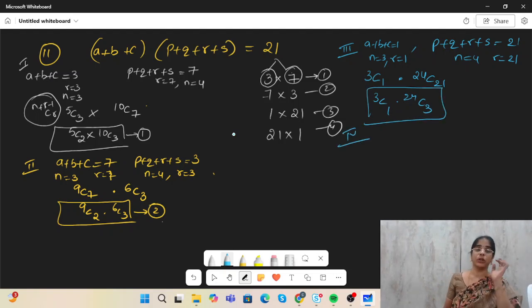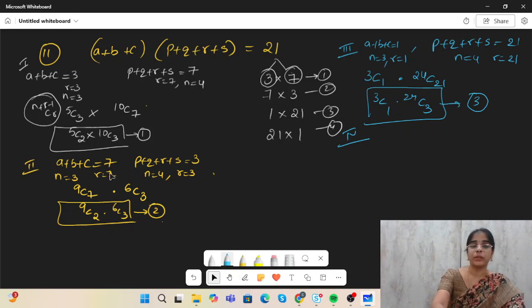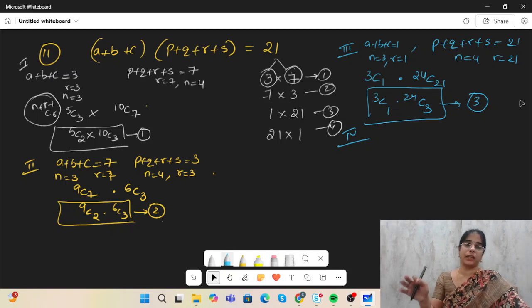Fourth case I am not doing. You just do it and add all these. This is my third case answer. Fourth case is what I think you will be doing. 1 plus 2 plus 3 plus fourth case answer will be your final answer in the question, right?